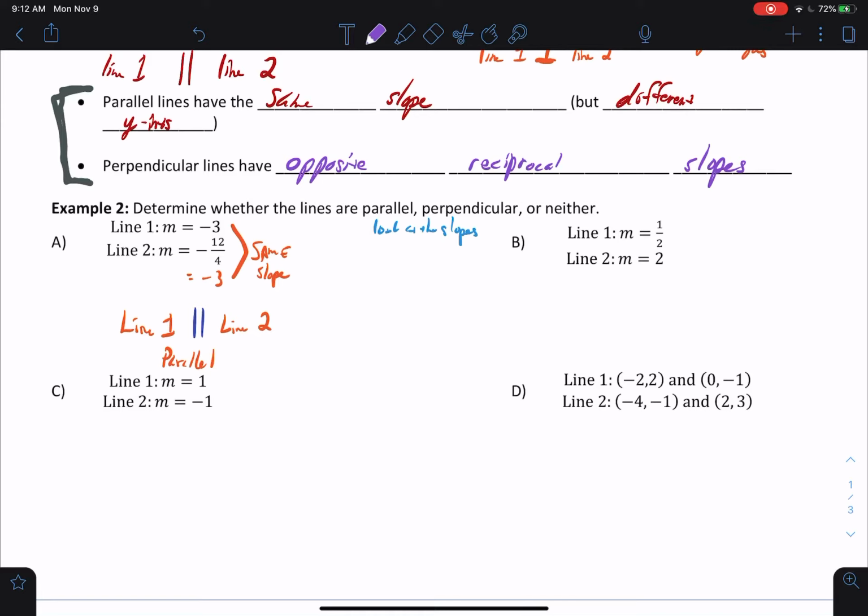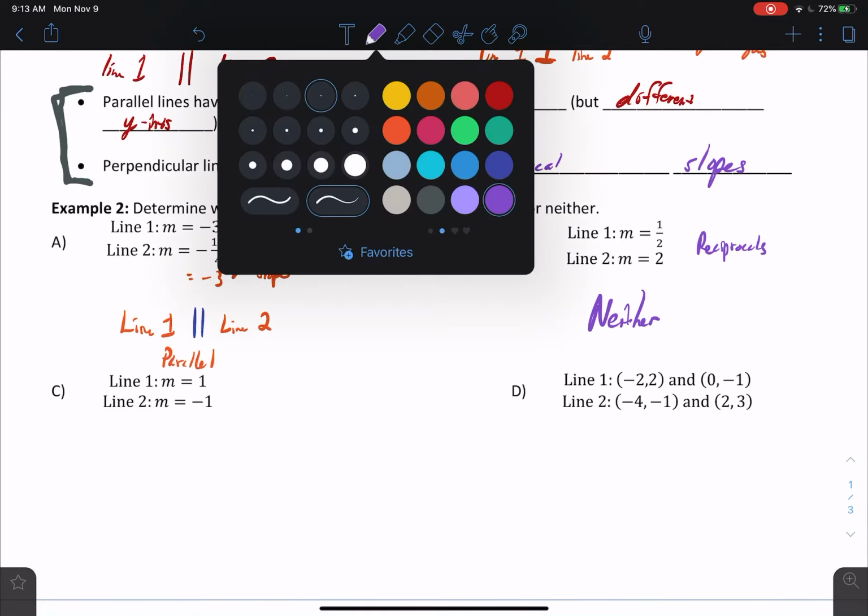All right, what about part B? Line 1, the slope is 1/2. Line 2, the slope is 2. So these are reciprocals of each other, but that's it. To be perpendicular, they would need to be opposite reciprocals. So this is neither. Neither parallel or perpendicular, okay? Because they don't satisfy either having the same slope or opposite reciprocal slopes.